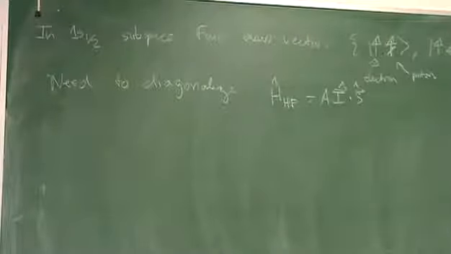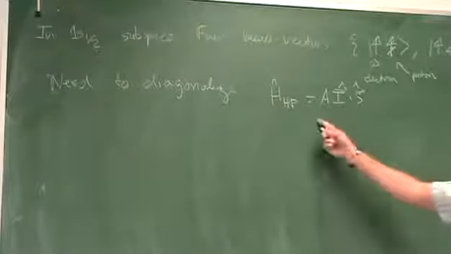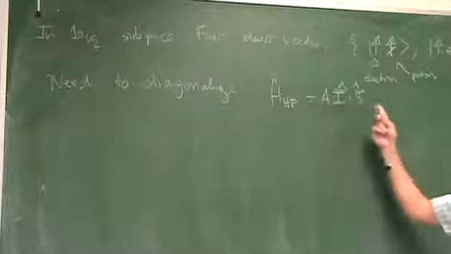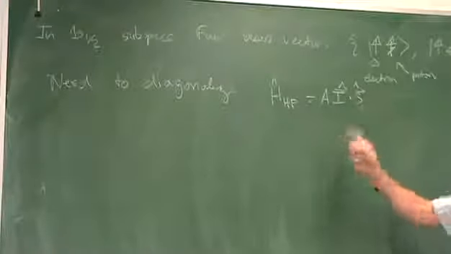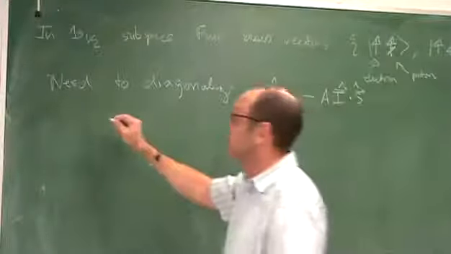But we shouldn't do that, because we can see, in the same way that we had the L dot S interaction, and we were able to diagonalize that, now we have an I dot S interaction, which we could diagonalize by going to the coupled representation.